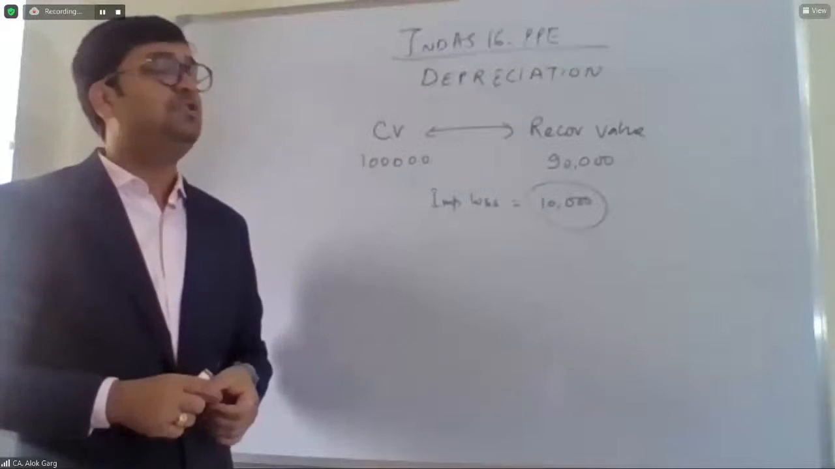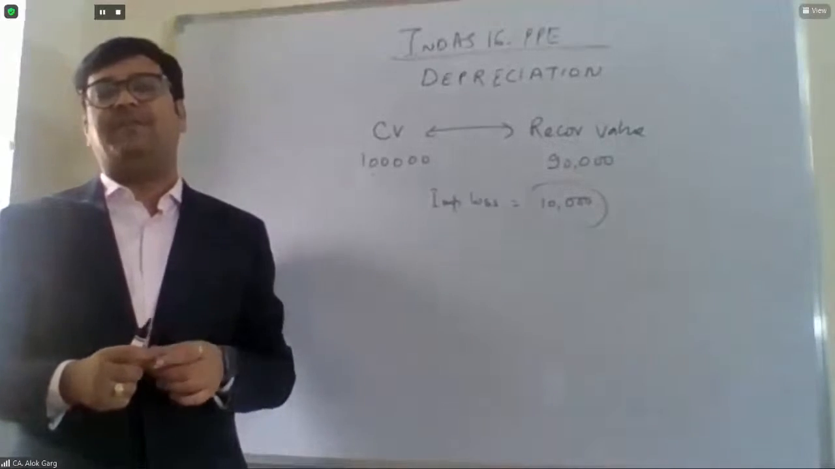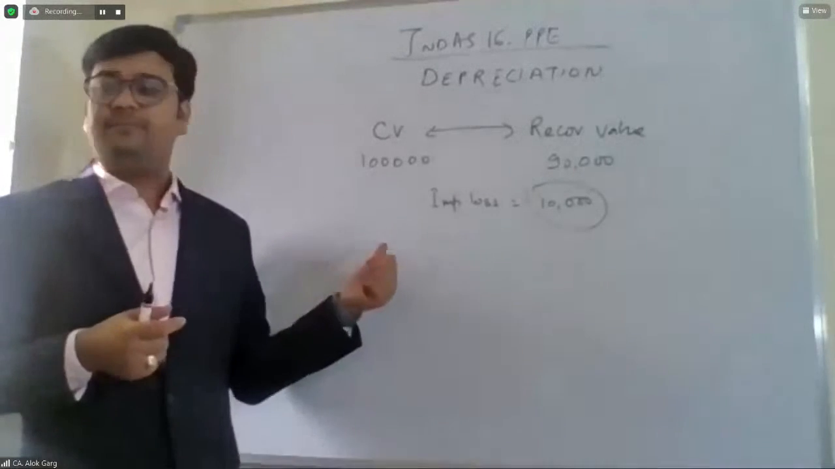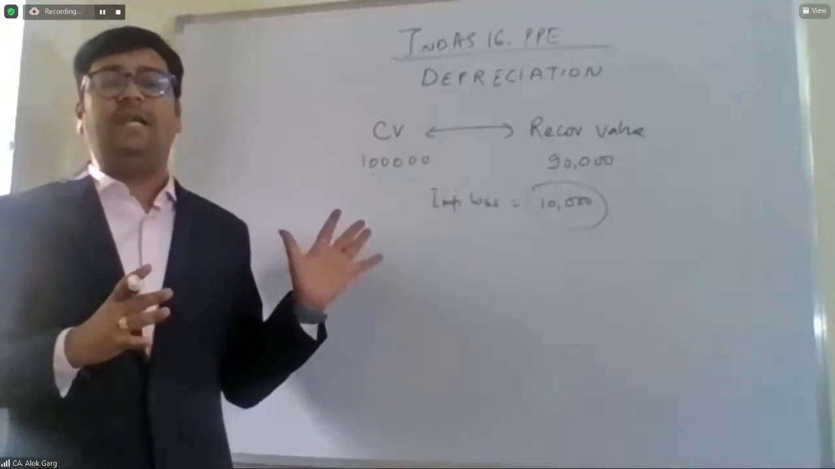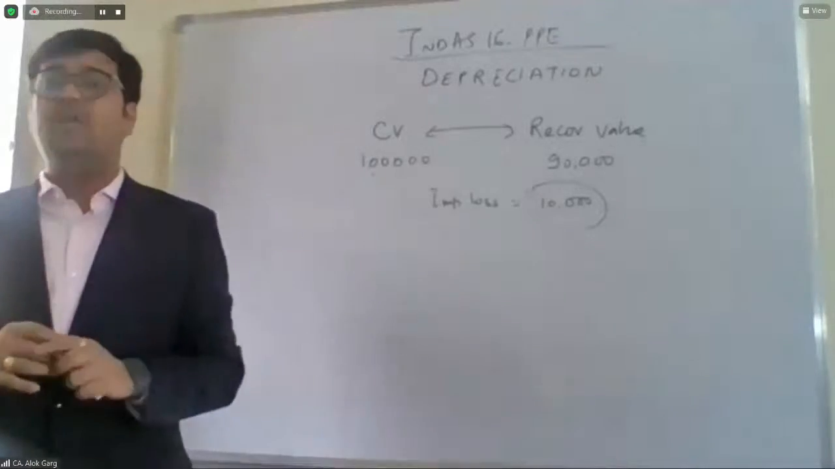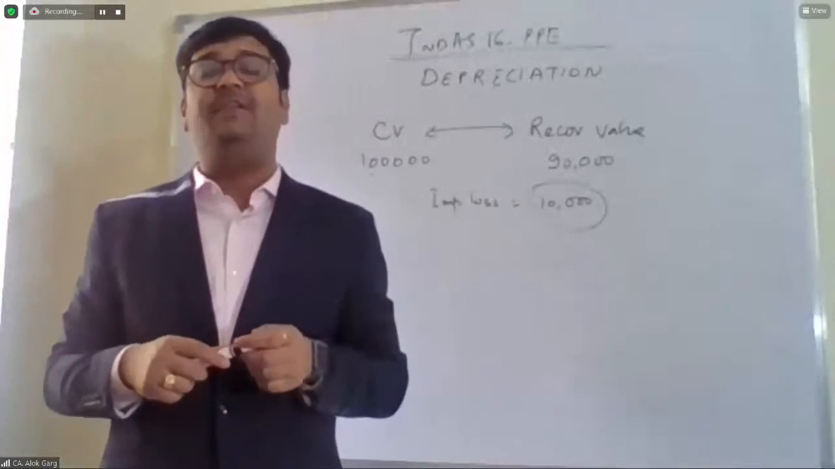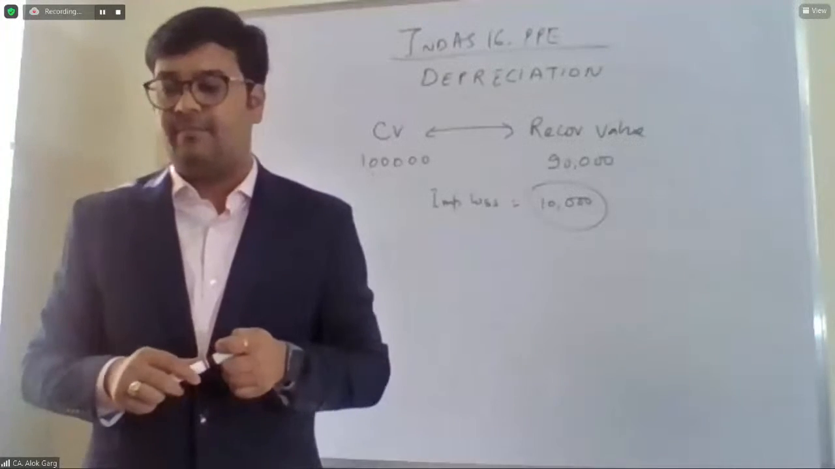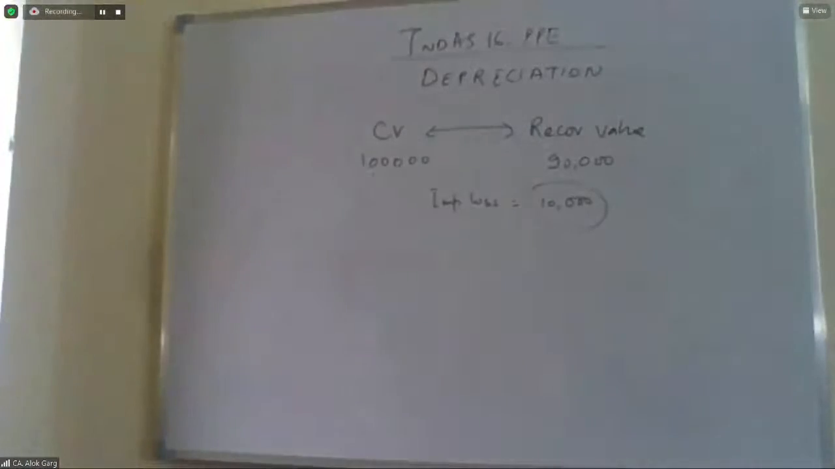So we will discuss the concept of impairment in detail when we cover Ind AS 36, impairment of assets, in the next week. But for the time being, you are already aware that whenever the carrying value is higher than the recoverable value, then there is a need to charge impairment loss. Okay, understood, friends? Do you have any query regarding this impairment part? Please let me know.